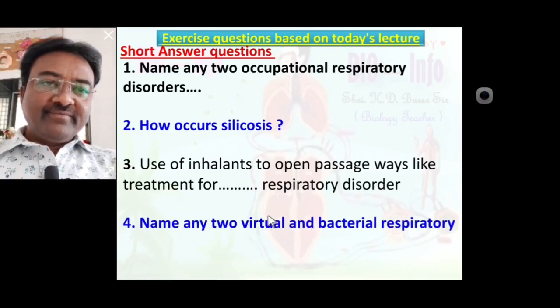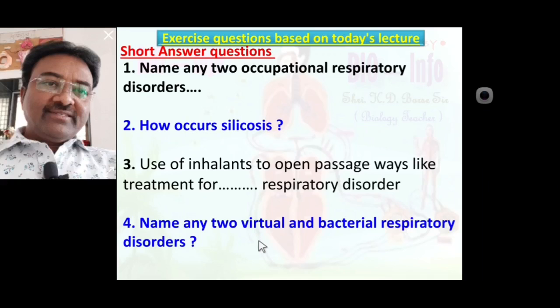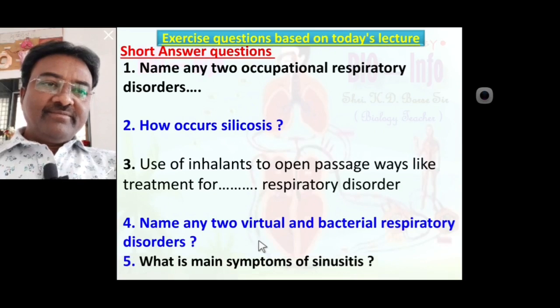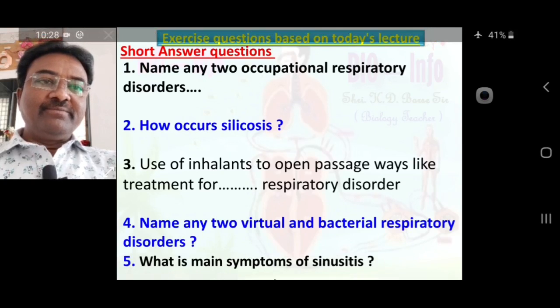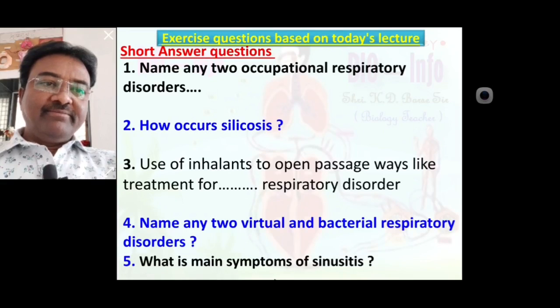Number 4, name any 2 viral and bacterial respiratory disorders. Yes, sinusitis and laryngitis are viral and bacterial disorders. What are the main symptoms of sinusitis? Yes, inflammation of the sinuses and build-up of mucus in the sinus are the main symptoms of sinusitis.